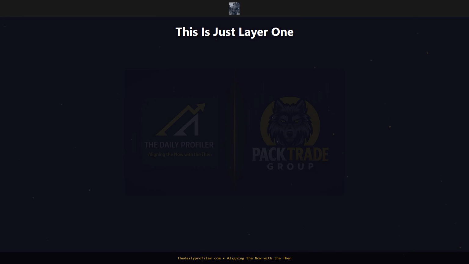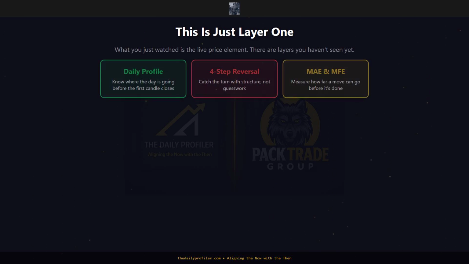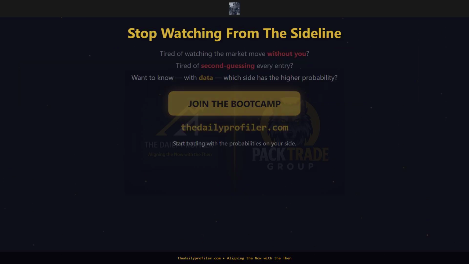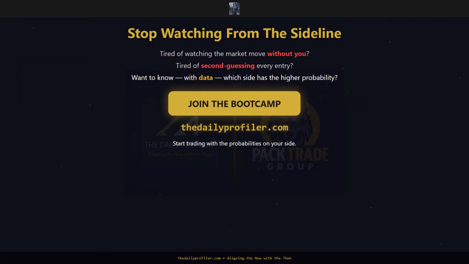Now here's the thing. What you just watched is layer 1, the live price element. There are layers you haven't seen yet. The daily profile, knowing where the entire day is going before the first candle closes. The 4-step reversal, catching the turn with structure, not guesswork. MAE and MFE, measuring how far a move can go before it's done. This is what we build in the bootcamp, brick by brick, with live examples.